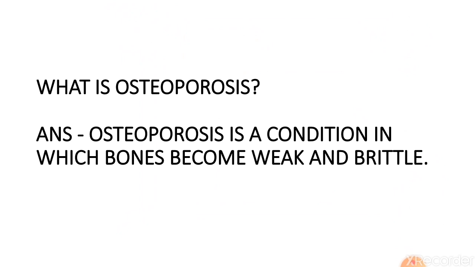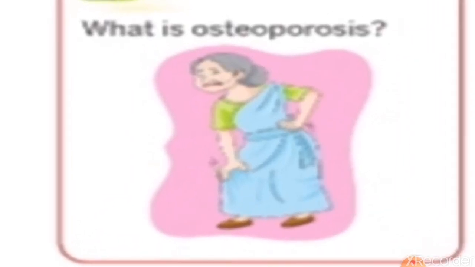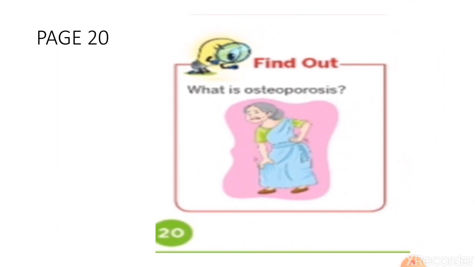If the bones have been weakened by osteoporosis, you might have signs and symptoms that include back pain that is caused by a fractured or collapsed vertebra. Loss of height can be seen. A stooped posture. In this picture also, you can see how the lady is standing. She is not straight. Look at her posture. A bone can break much more easily than expected in this disease.